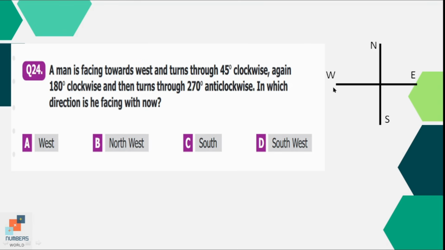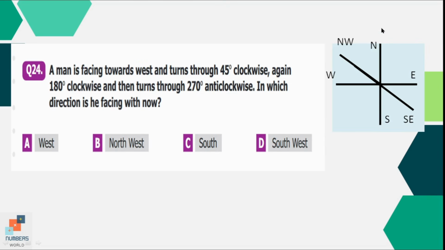So if the man is standing at west and turns through 45 degrees clockwise, it means he is moving forward and his new direction is northwest. Again 180 degrees clockwise. Clockwise means again he is moving forward, but 180 degrees is a straight line, so it is exactly opposite of northwest, which is southeast.